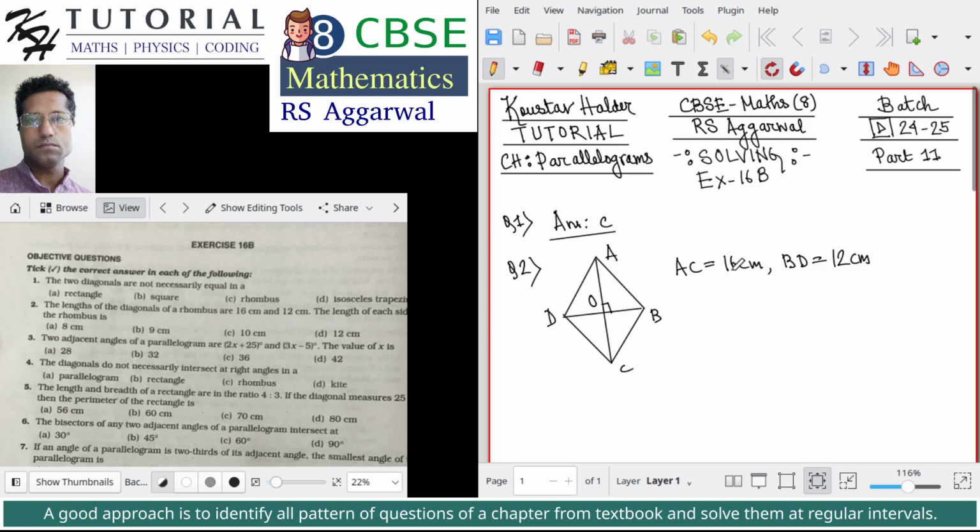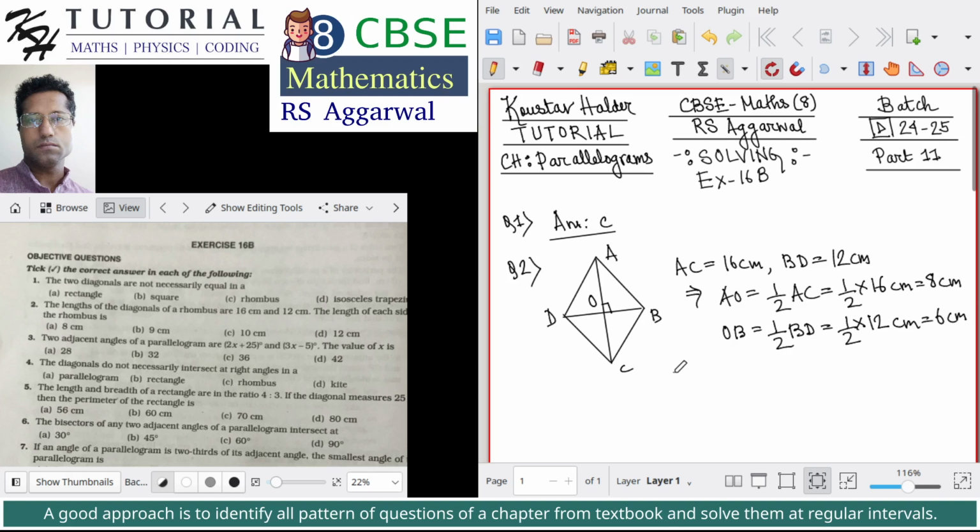Now, since the diagonals bisect each other, we will have AO equal to half of AC, which is, sorry, AC was 16 centimeter, so this will be 8 centimeter. Also, we will have OB equal to half of BD, half of 12 centimeter, which is equal to 6 centimeter.